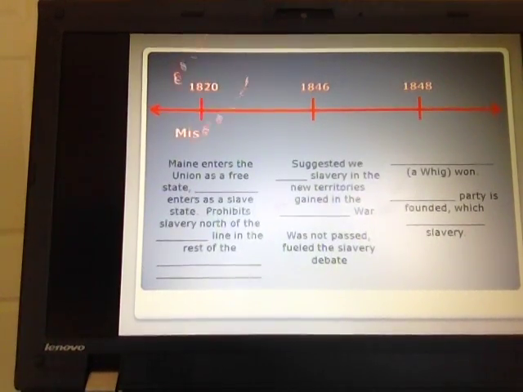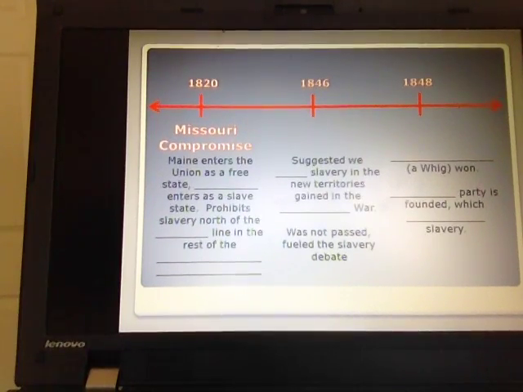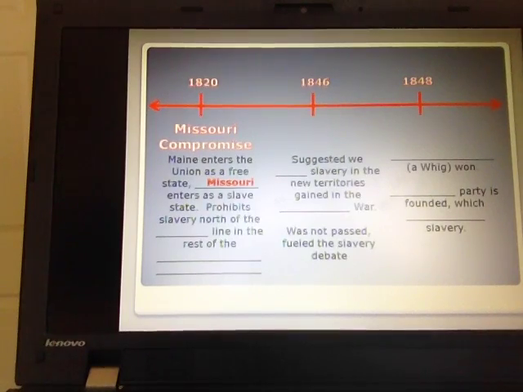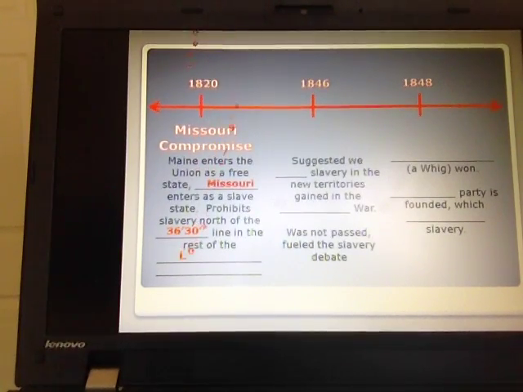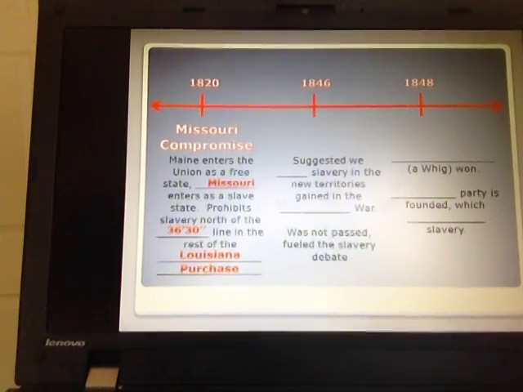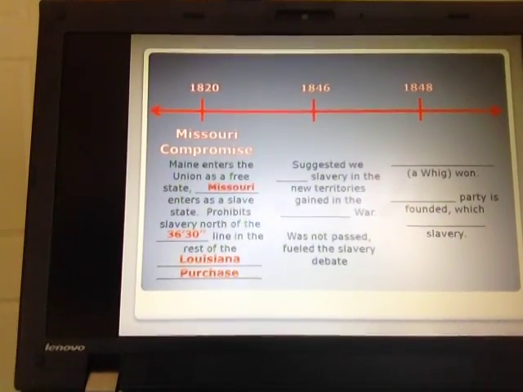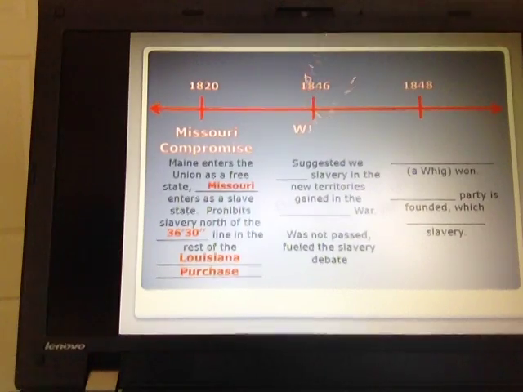So on your timeline, it's called the Missouri Compromise. Maine enters the Union as a free state. Missouri enters as a slave state. It prohibits slavery north of the 36-30 line and the rest of the Louisiana Purchase. Okay? The next thing there on your timeline is all about the Wilmot Proviso.